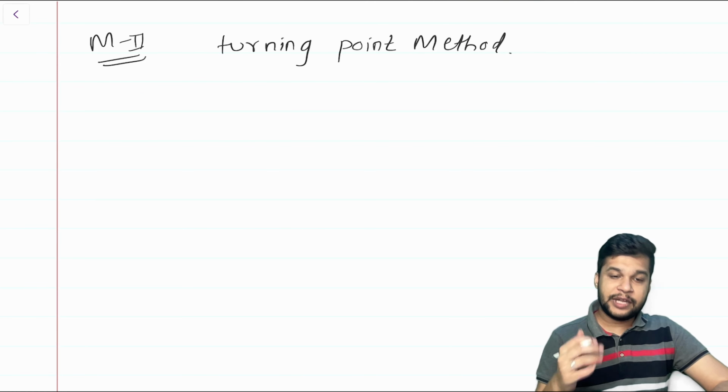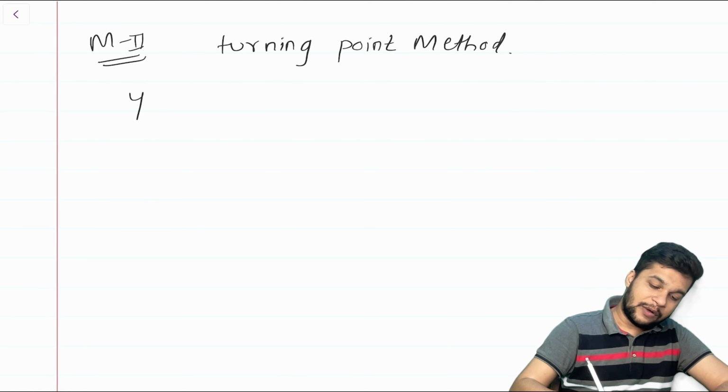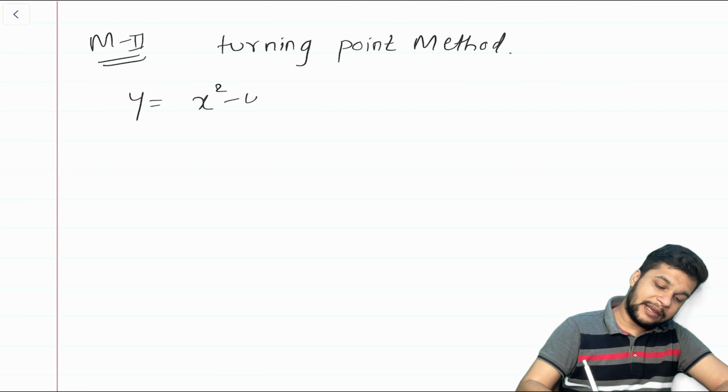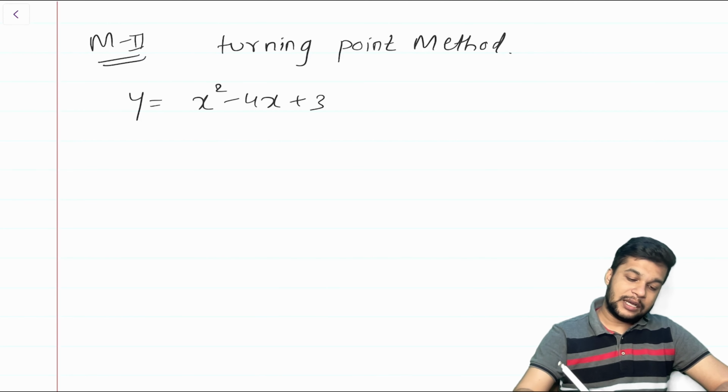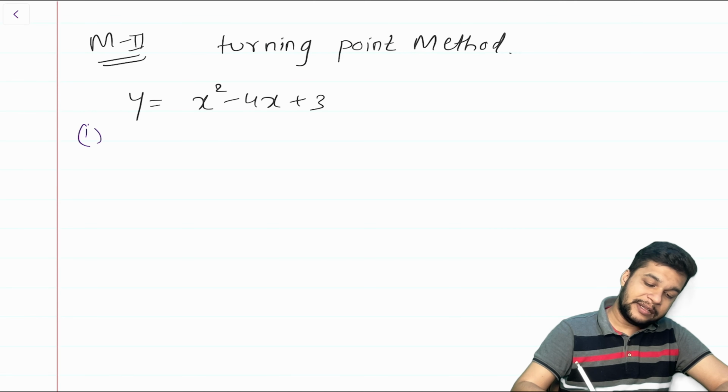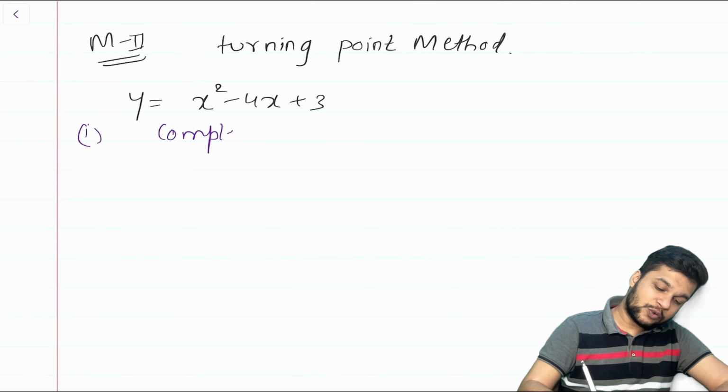Okay, what is the turning point method? Let's say you have a function y equals x squared minus 4x plus 3. Okay, now what are we going to do? Step number 1, we are going to complete the square. Use the completing the square method.